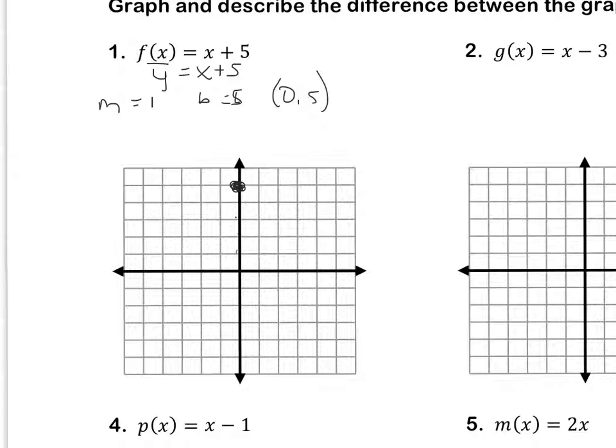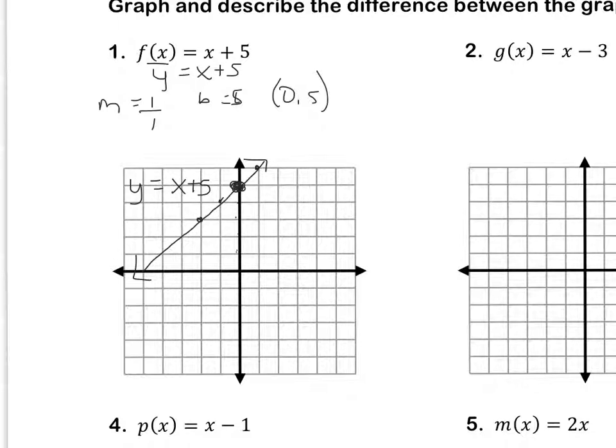And our slope is 1, which means 1 over 1. So rise over run, up 1 over 1. And then we can go backwards and go down 1, back 1, down 1, back 1. So there we have this line. Draw arrows. Now that is the function y equals, or f of x equals, x plus 5. You want to label each line. Then get your other color.